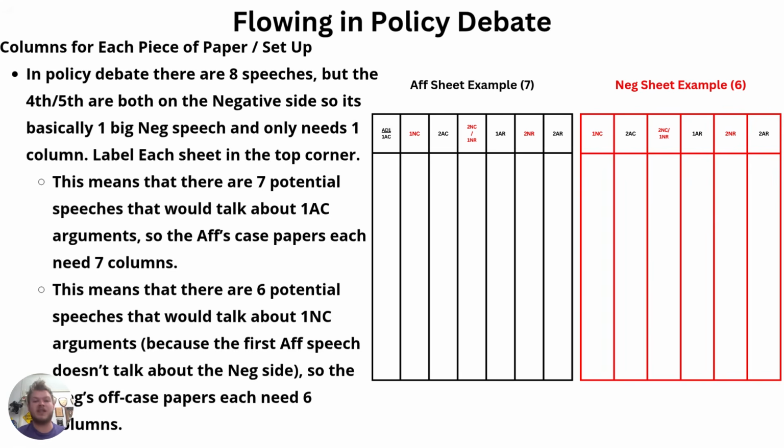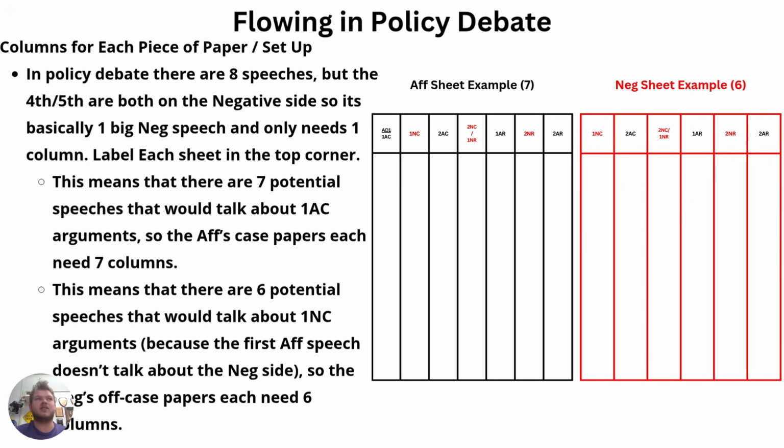because the negative block is basically one speech and the first affirmative constructive won't talk about those points because they haven't been made yet. So essentially in a policy debate, every time it's a piece of paper for an affirmative argument, it needs 7 columns, and every time it is a negative argument, it needs 6 columns. Now, the affirmative or negative could read a new theory argument in their second constructive speech, or a new advantage or new disadvantage in the second speech, in which case they would need fewer columns.